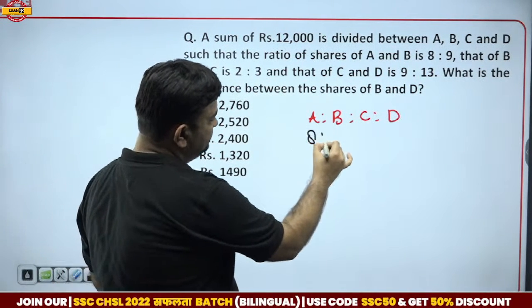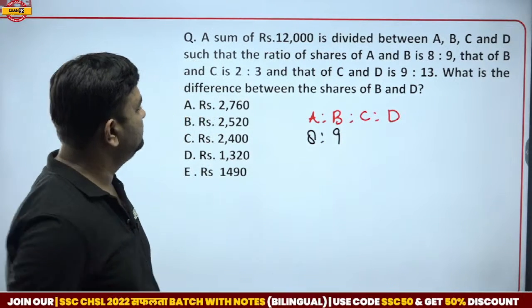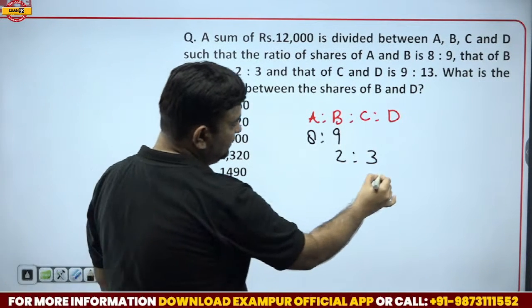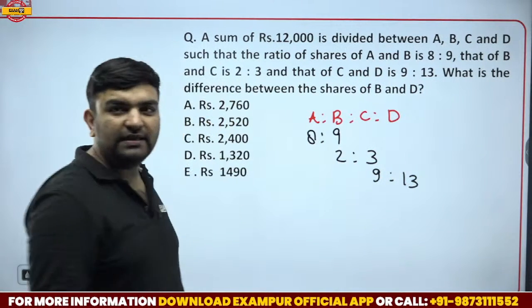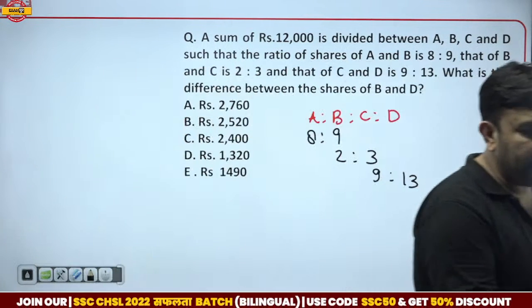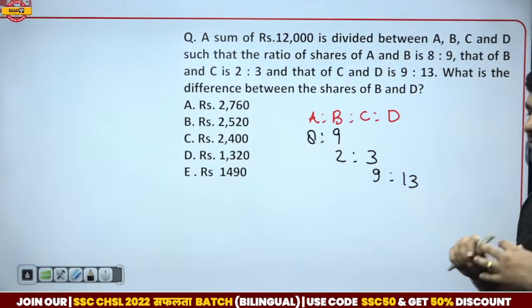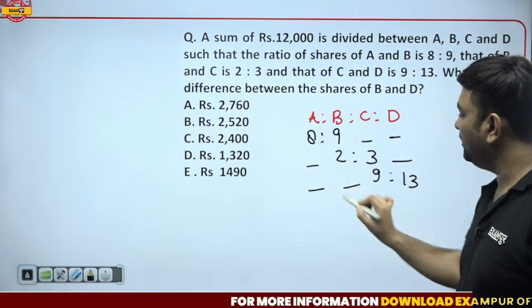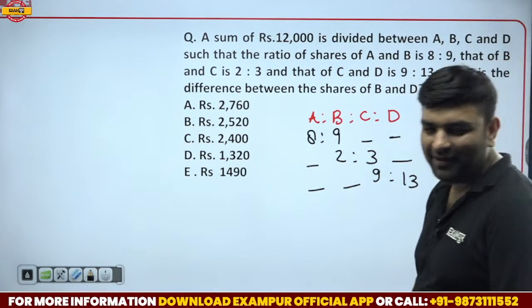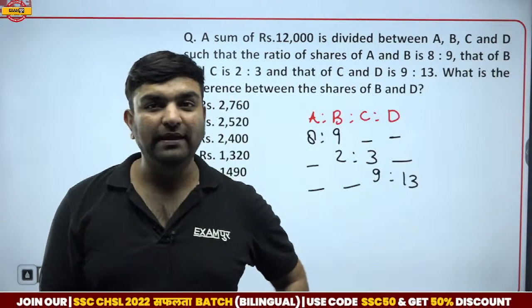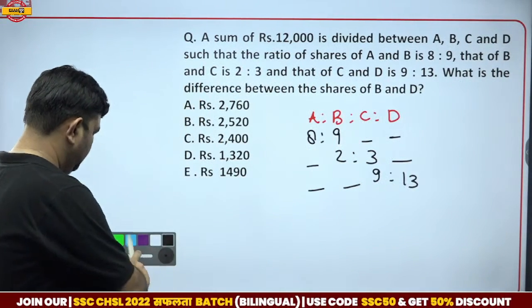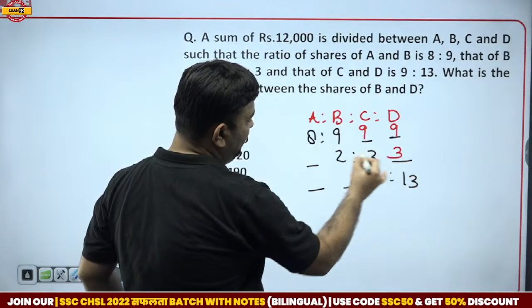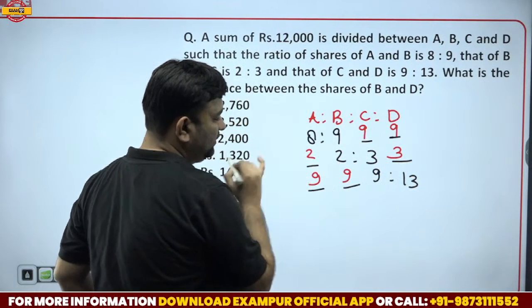8 ratio 9, 2 ratio 3, 9 ratio 13. Guys, have you ever heard about the filling the blanks method? Dot, dot, dot. Fill in the blanks. Put 9 over here, 9 over here, 3 over here, 2 over here, 9 over here, 9 over here.